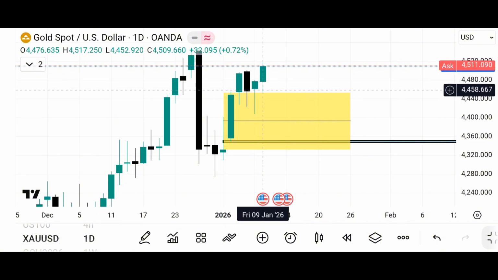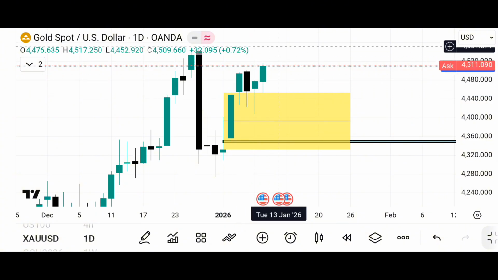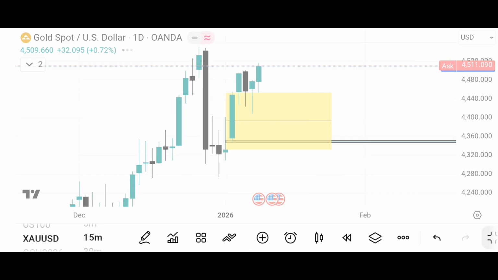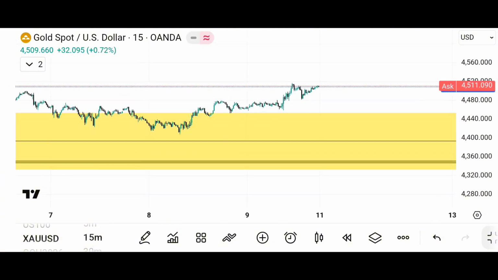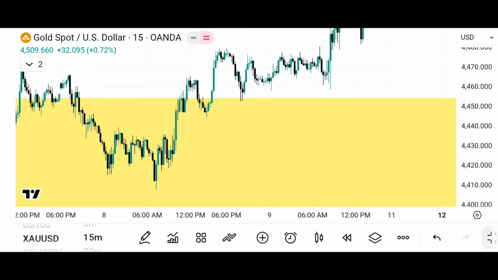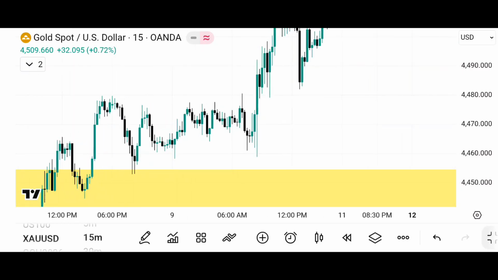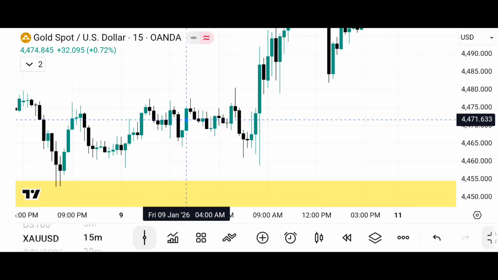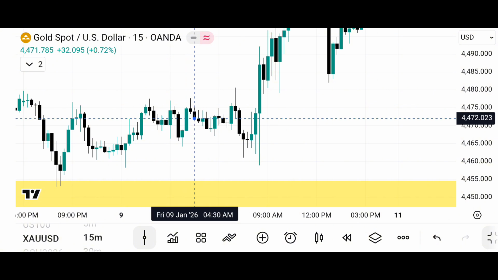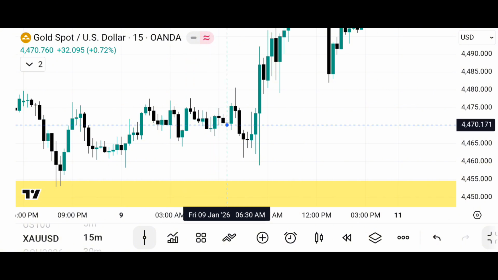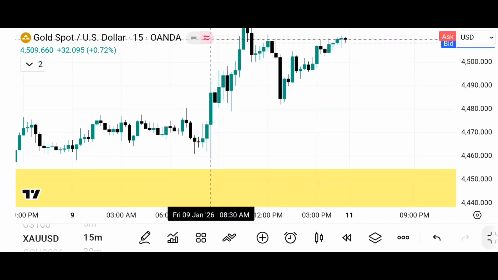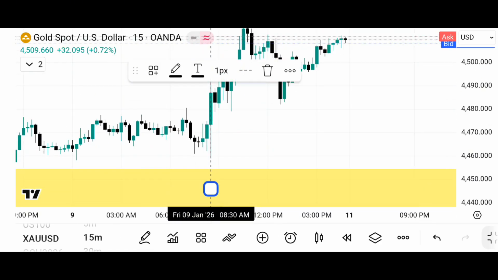So if you have your bias for the day before you go into the market session, you are not actually trading blindly. Okay, so let's go to the 15-minute time frame. So the New York AM Q zone is actually from, let's say that it's 8:30 to 12.